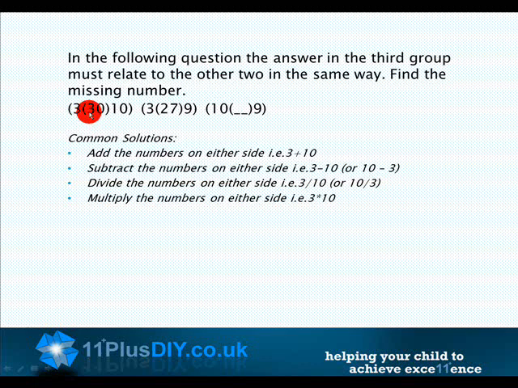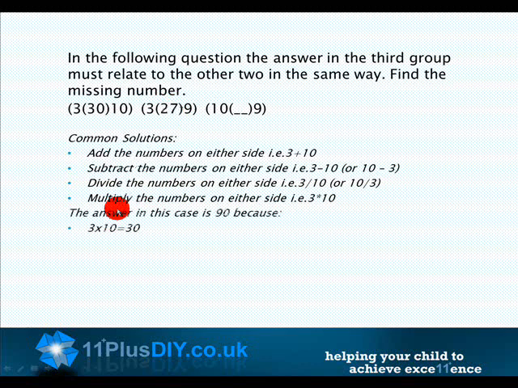We could divide the numbers. 10 divided by 3, or 3 divided by 10. They do not equal 30. We could multiply the numbers on either side. 3 times 10 equals 30. So let's move on to the second group and try that out. 3 times 9 equals 27. Therefore, the solution is to multiply.